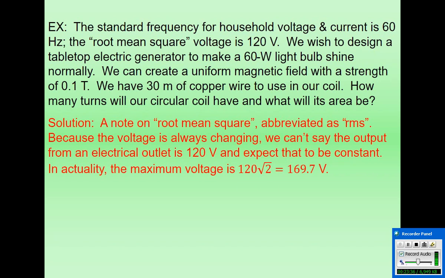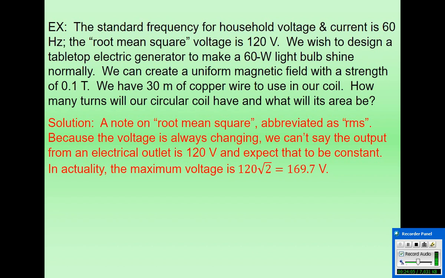We'll explore later what this idea of root mean square means and why it's used to represent the voltage of an outlet as opposed to 169.7. But let's take a look at this problem. We have standardized electricity. The current oscillates with a frequency of 60 hertz. The so-called root mean square voltage is 120 volts.